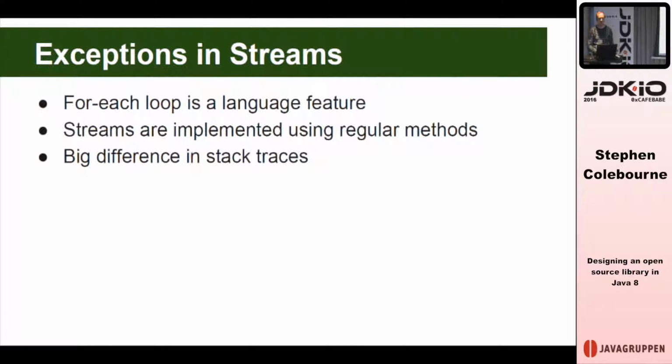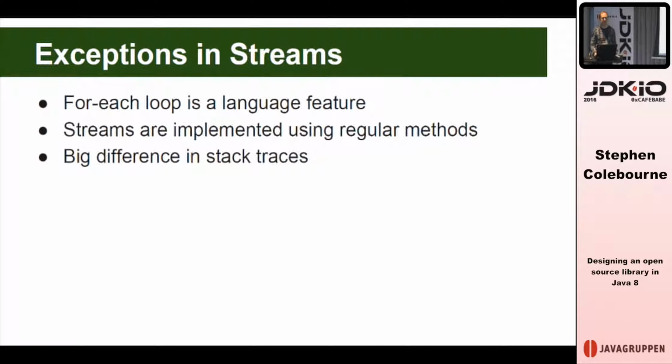Exceptions in streams. The for each loop is a language feature. With a for each loop, you do for each, and then within you do another for each. You kind of know what you're getting. It's a low-level language feature. But streams are implemented as real methods. If you go to the JDK, there's a whole set of classes that implement that stream library we're looking at. If you think about all the method calls we just made, we made a call to stream, followed by a call to map, followed by filter.